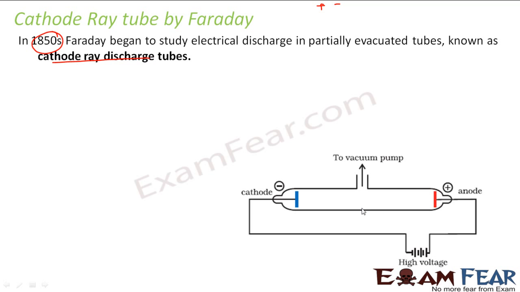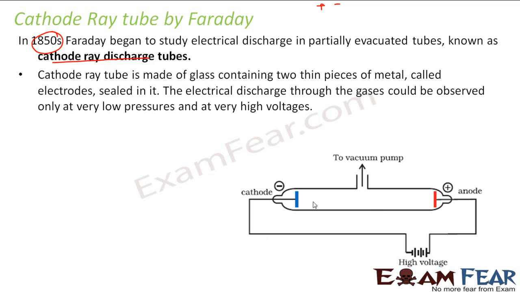This looks exactly like this, and this is glass. There are two metals, called electrodes, and they're all sealed in this. The electrical discharge through the gas can be observed only at low pressure and high voltage. So they pump out everything and apply very high voltage, and that's why it's called a cathode ray tube, where you have low pressure and high voltage.